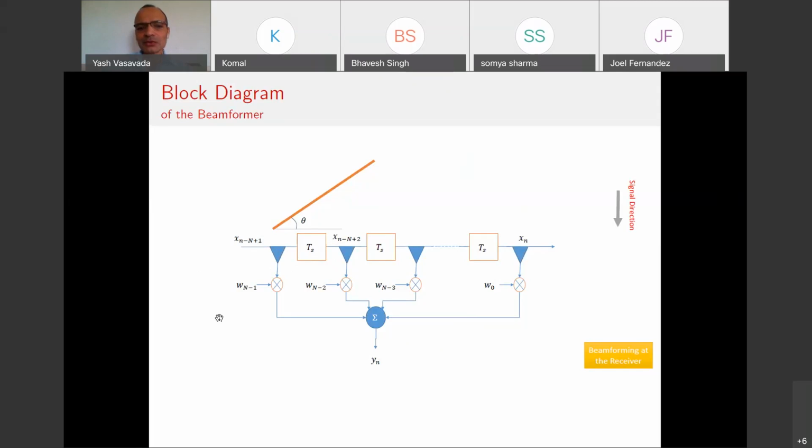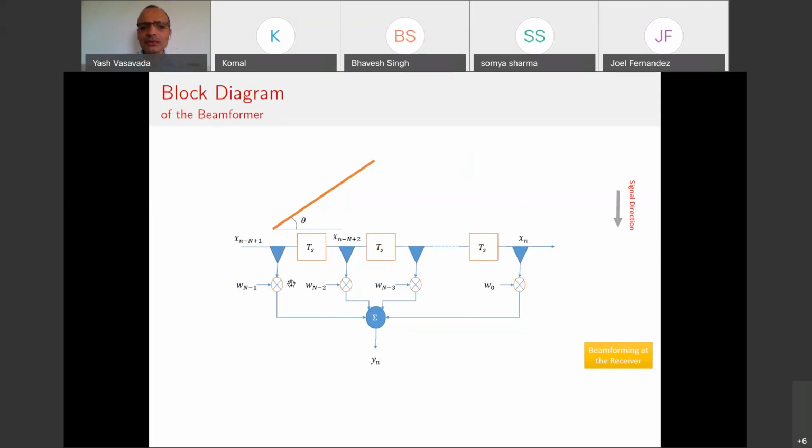But here, let us continue forward with this beamforming perspective. The outputs of these different elements are multiplied with some complex valued coefficients. These are known as the beamforming coefficients. They collectively make the beamforming weight vector. And then what we get is the beamformer output.